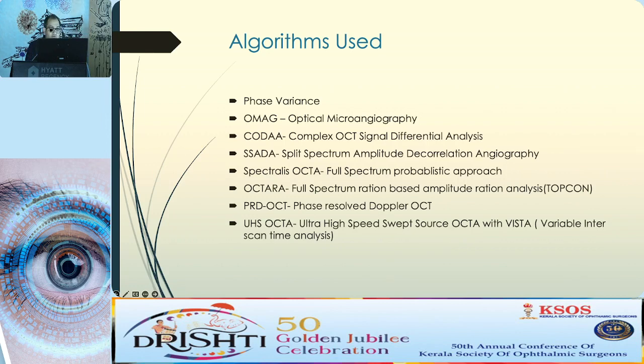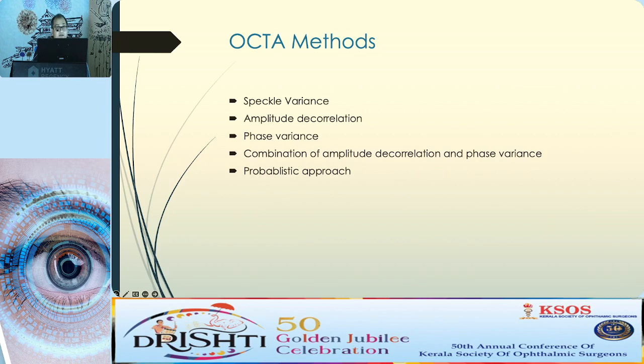The various algorithms which are used, this is an exhaustive list. You do not need to really sit down and memorize any of these. It is just a basic physics and mathematical application of the thing which we utilize, and these are the names given to it. Then the other methods which it uses in order to amplify the images is speckle variance, amplitude decorrelation, phase variance, a combination of both of these, and a probabilistic approach.